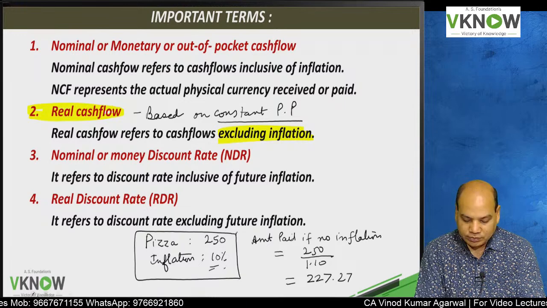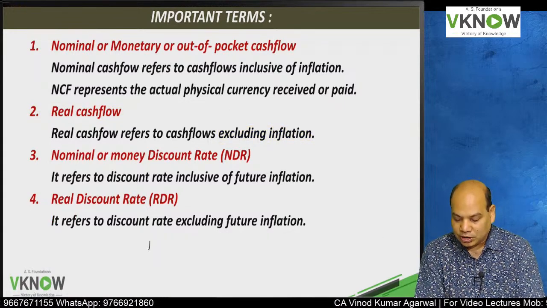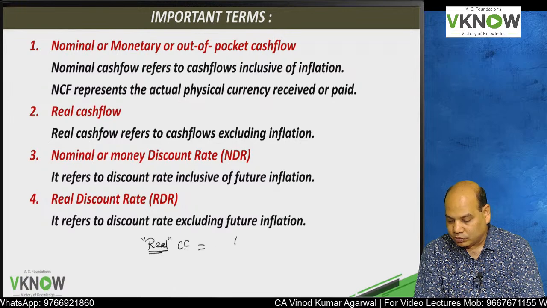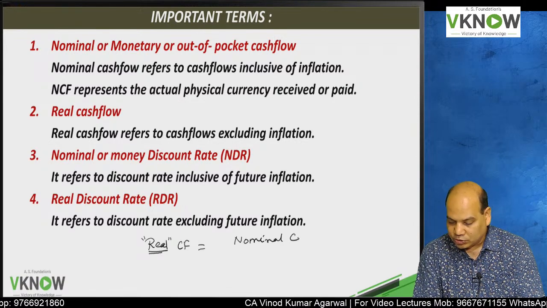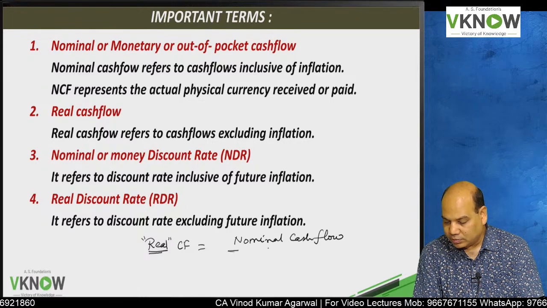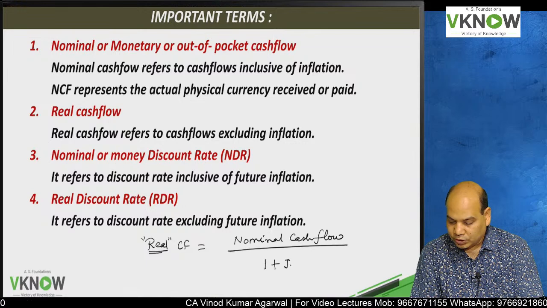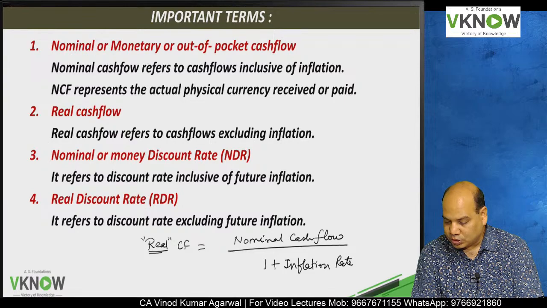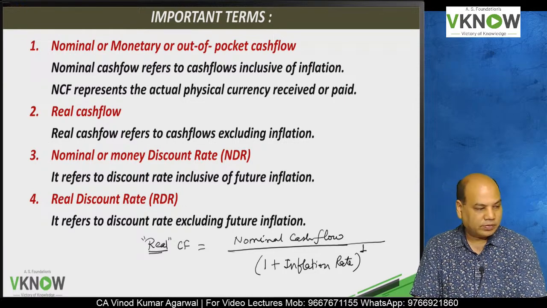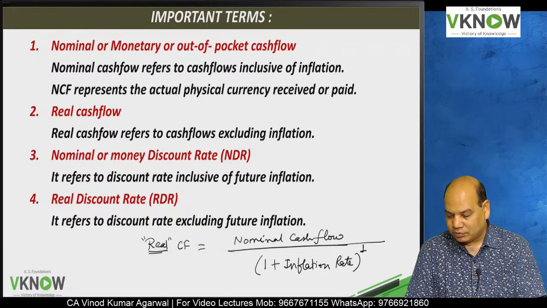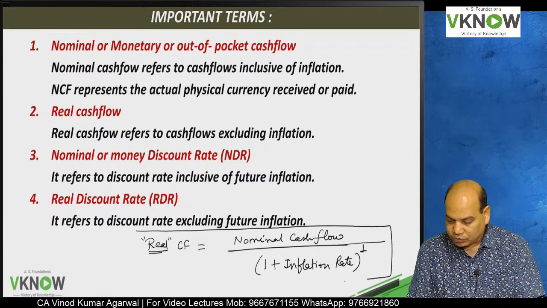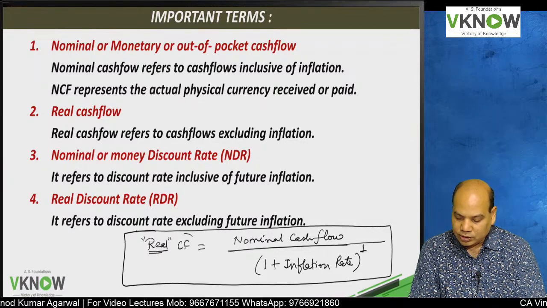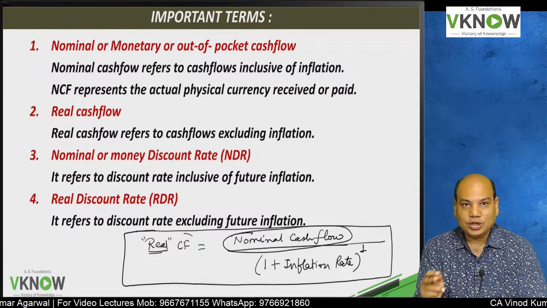So how did I convert nominal cash flow into real cash flow? Here the word real means excluding inflation. Real cash flow will be equal to nominal cash flow divided by one plus the inflation rate. First you understand the concept, and if the gap is 1 year, the power is 1; if the gap was 2 years, then the power will be 2. So this is a formula which is very simple. I gave you some examples just now to demonstrate how to convert nominal cash flow into its equivalent real cash flow.